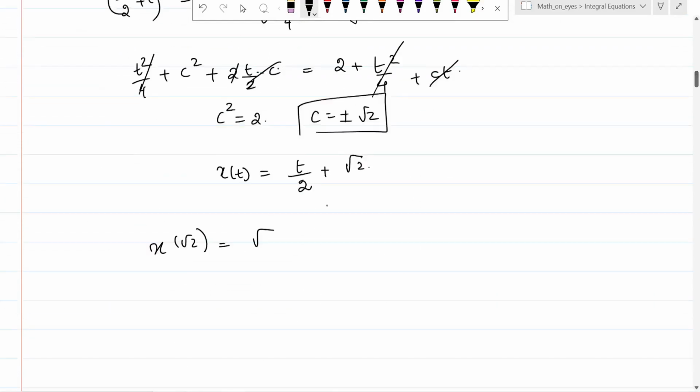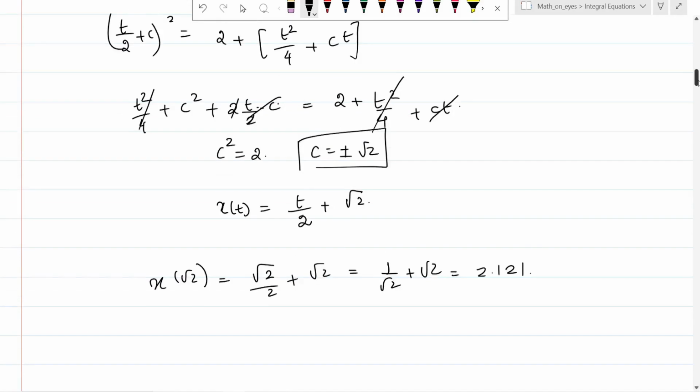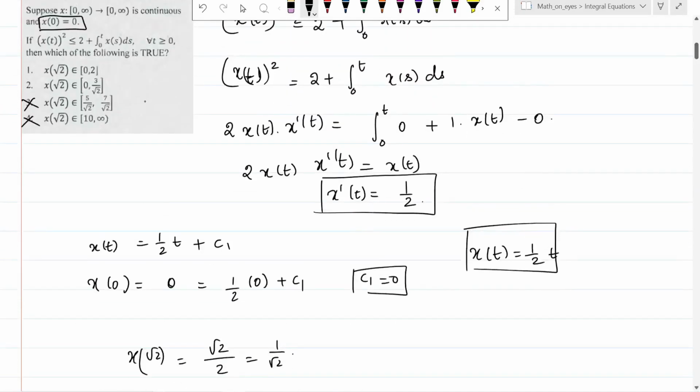When I substitute, x of root 2 is root 2 by 2 plus root 2, which is equal to 1 by root 2 plus root 2. So 1 by root 2 plus root 2, this is 1.414 and 0.707. When you just divide and add, you will find 2.121 is the solution. 2.121 is greater than 2, but in the first option the range is from 0 to 2, so this is not possible. This is the possible case. So only option B is the correct answer.